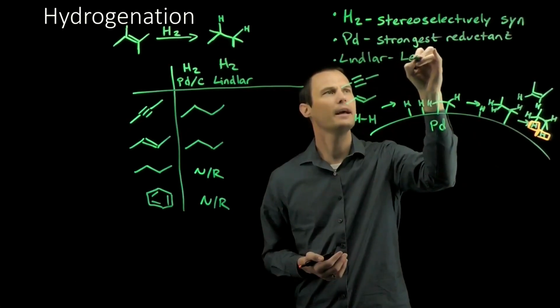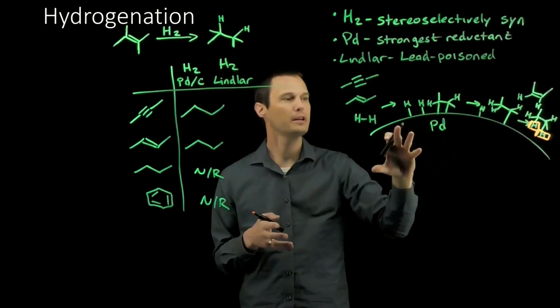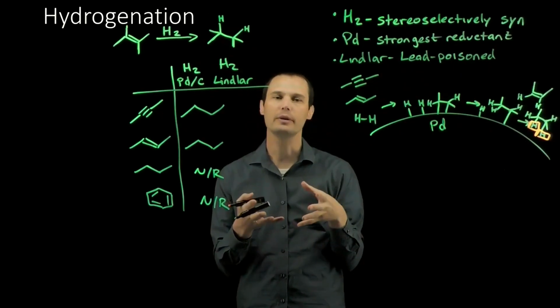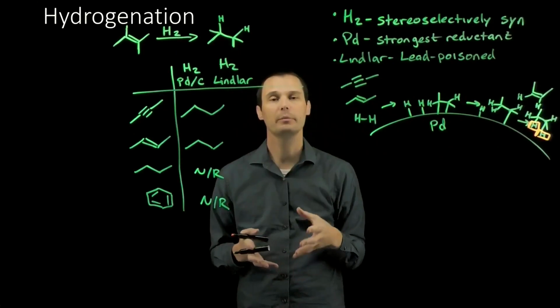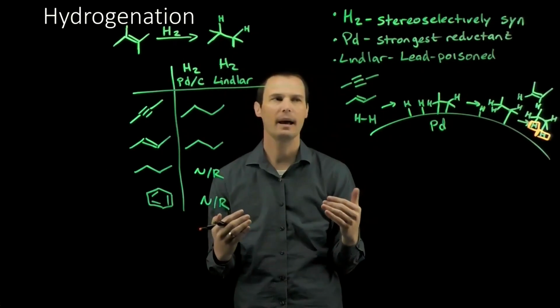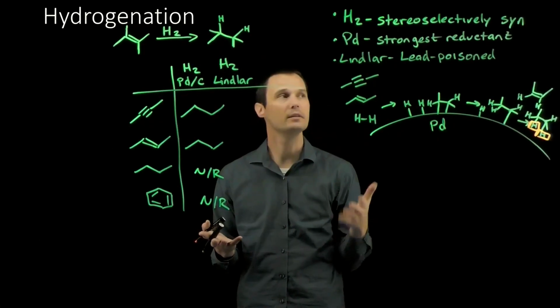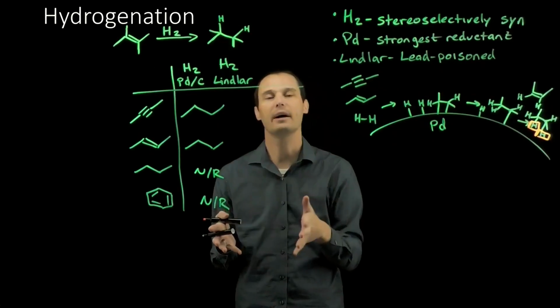Lindlar's catalyst is a lead poisoned catalyst. It's still palladium based, so it's our regular palladium catalyst, but it has some lead doped into it, and that lead reduces the reducing ability of the palladium, making it a weaker catalyst. It can reduce an alkyne to an alkene, but it is not strong enough, it's weakened, it's poisoned, to reduce the alkene to an alkane.